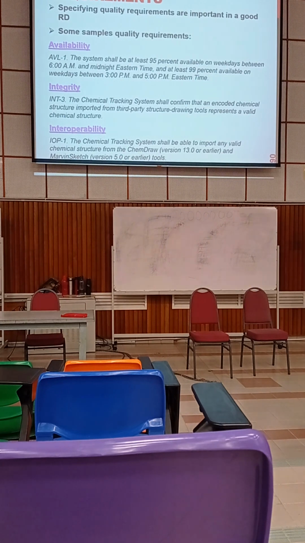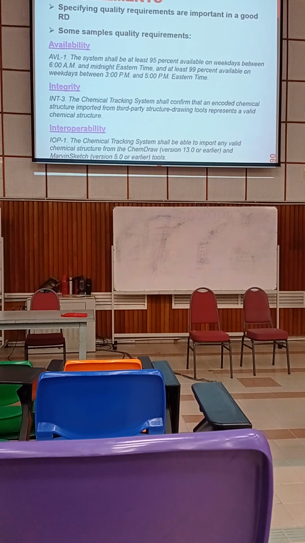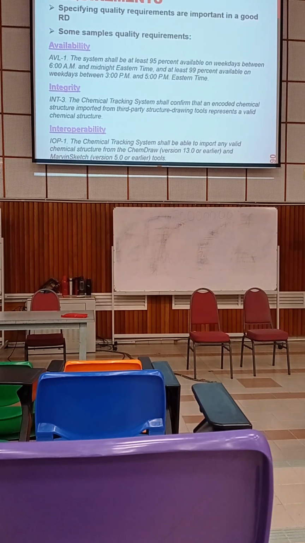So 95% available on weekday between 6 a.m. and midnight Eastern time. At least 99% weekdays between 3 to 5. Wow, very accurate. So because you know why? Certain time transaction is very high. So the availability, maybe they don't do any maintenance during the time. Like evening, too many transaction, too many customers. So they don't do any maintenance. So they want the uptime to be 99%. During the less customer time, the system is allowed to be maintained. So 95%. You understand or not? So they come up with very accurate requirement for quality.